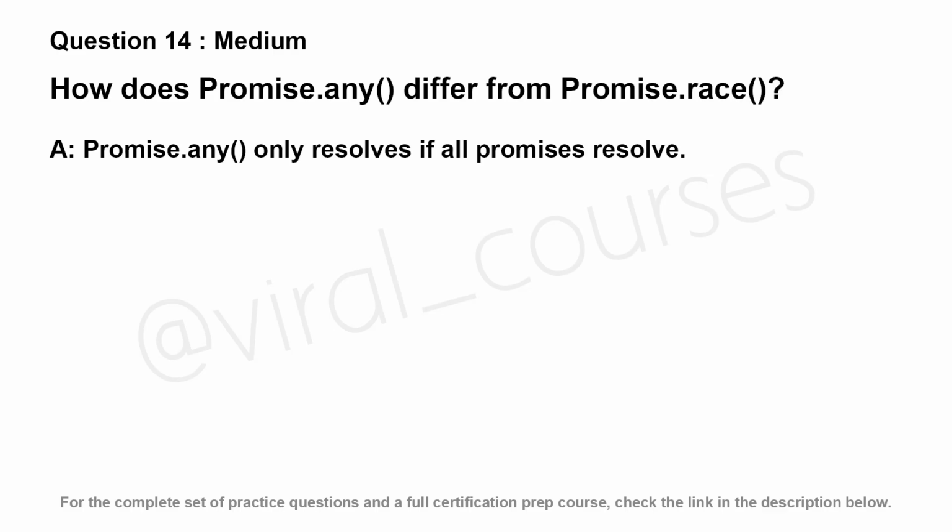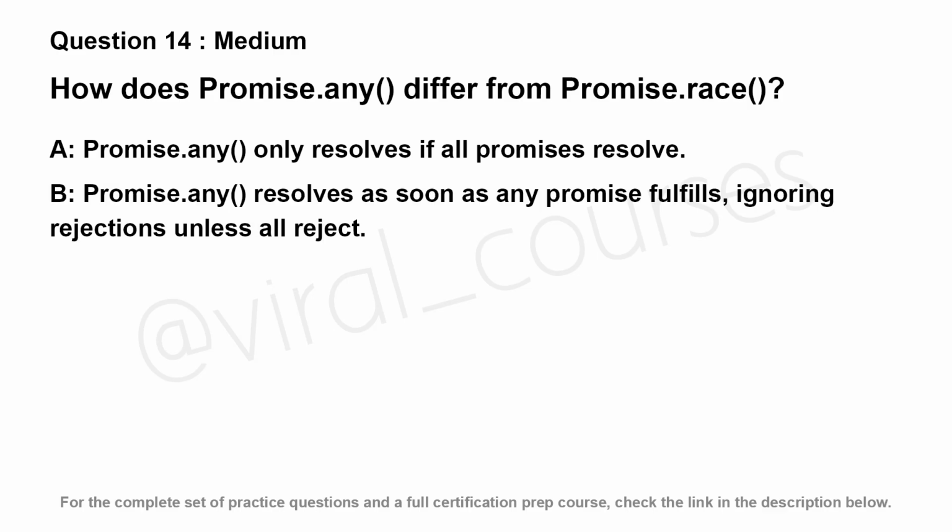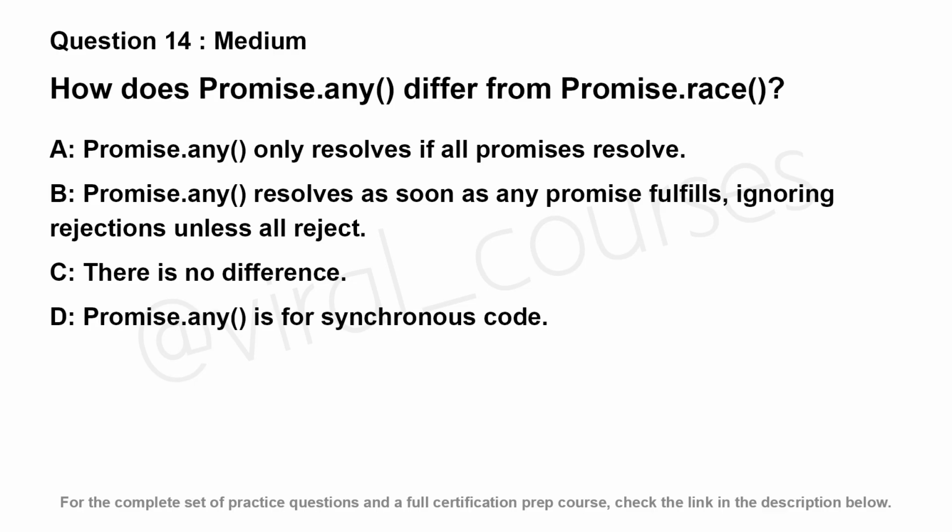How does Promise.any differ from Promise.race? Option A. Promise.any only resolves if all promises resolve. Option B. Promise.any resolves as soon as any promise fulfills, ignoring rejections unless all reject. Option C. There is no difference. Option D. Promise.any is for synchronous code.